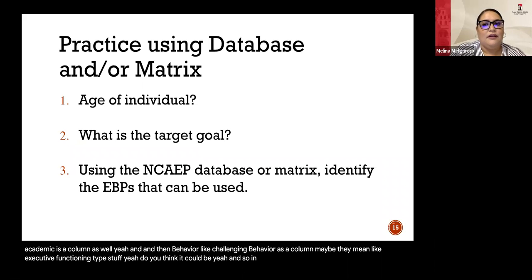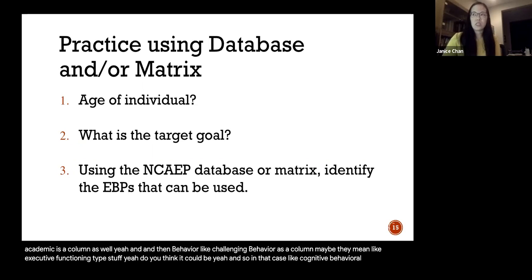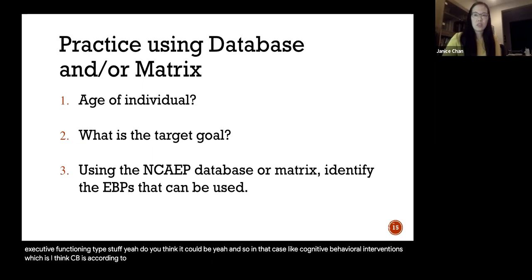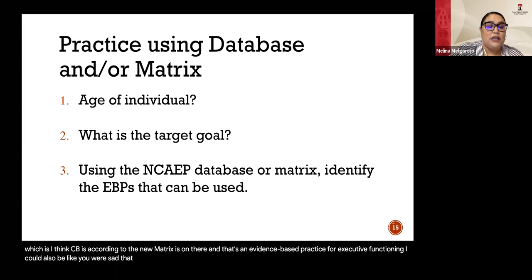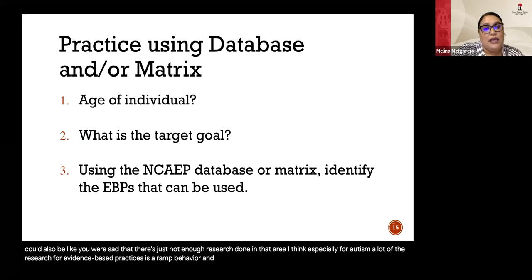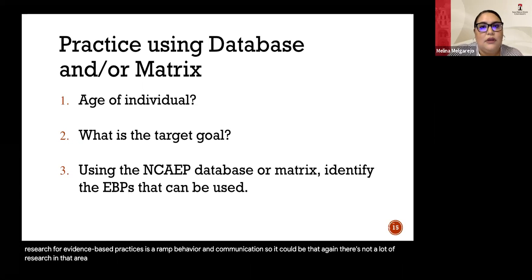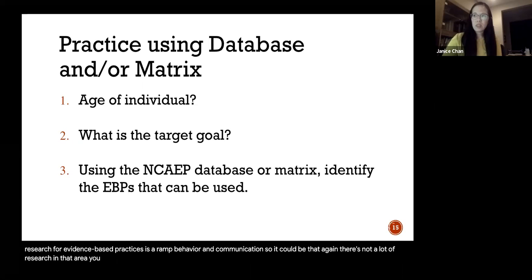And in that case, cognitive behavioral interventions, which I think is CBIS according to the new matrix, is on there, and that's an evidence-based practice for executive functioning. It could also be, like you said, that there's just not enough research done in that area. Especially for autism, a lot of the research for evidence-based practices is around behavior and communication. So again, there may not be a lot of research in that area. Anyone else have any questions?